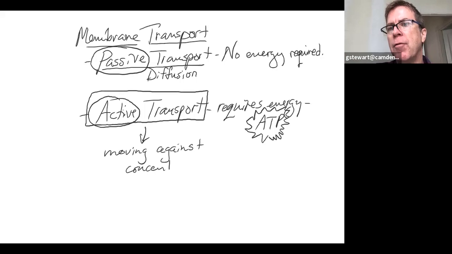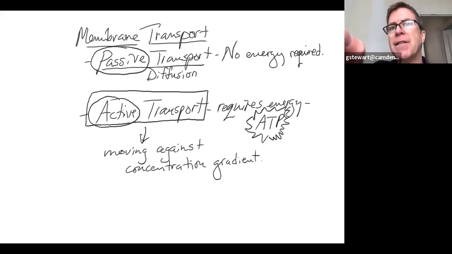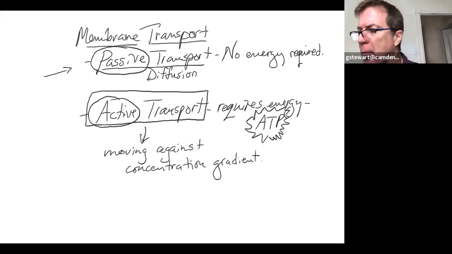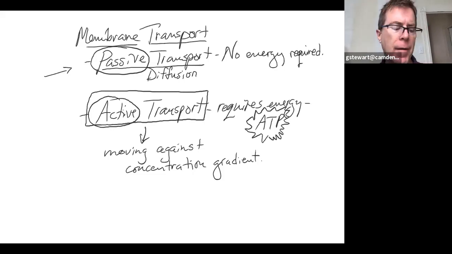Some books call that moving uphill. So rather than, in my example with the perfume, uncorking the bottle and the gas molecules just diffusing passively from the bottle all throughout the room, if we tried to capture those perfume gas molecules in the air and stuff them back into the bottle, that would require a lot of energy. And so that's an example of active transport.